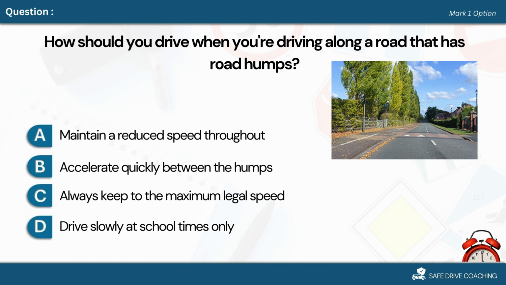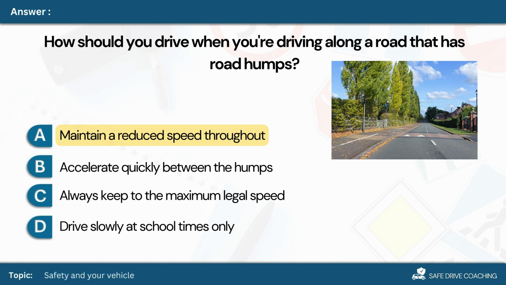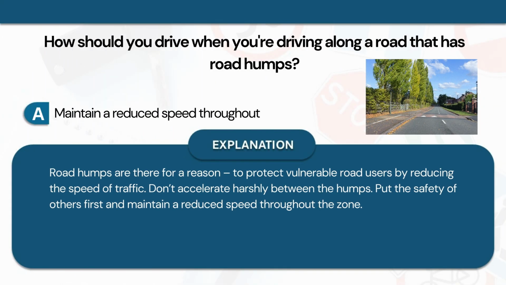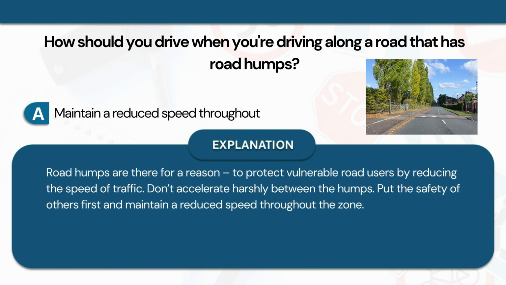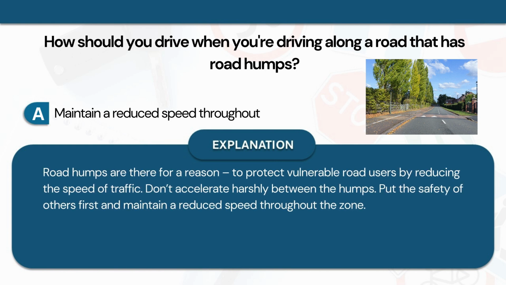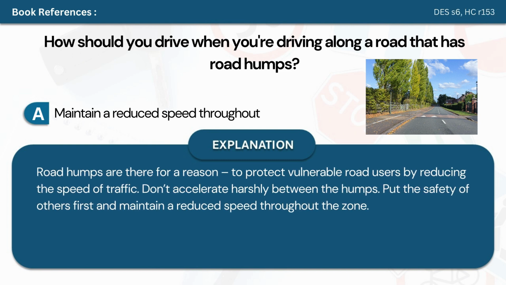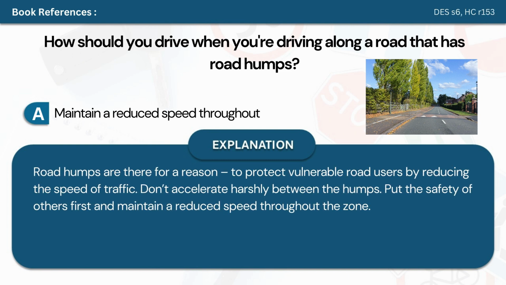The correct answer is A. Maintain a reduced speed throughout. Road humps are there for a reason, to protect vulnerable road users by reducing the speed of traffic. Don't accelerate harshly between the humps. Put the safety of others first and maintain a reduced speed throughout the zone.